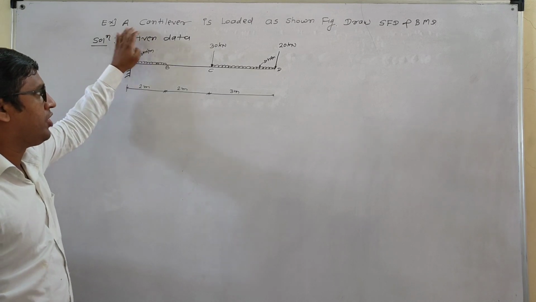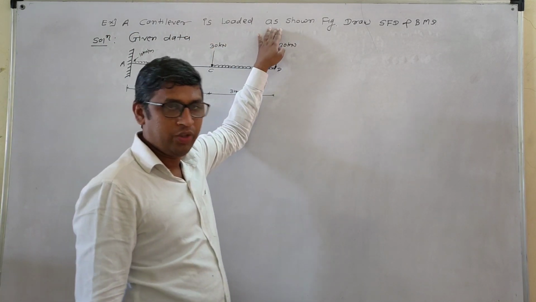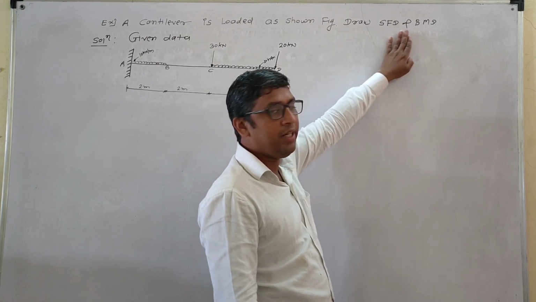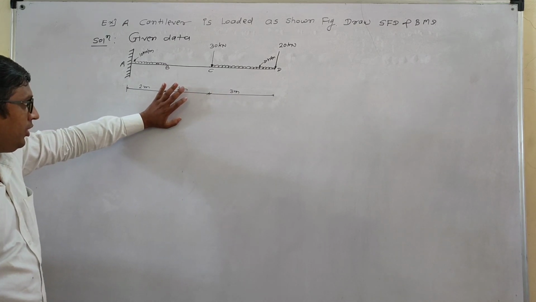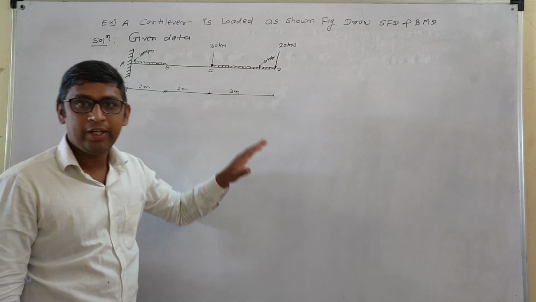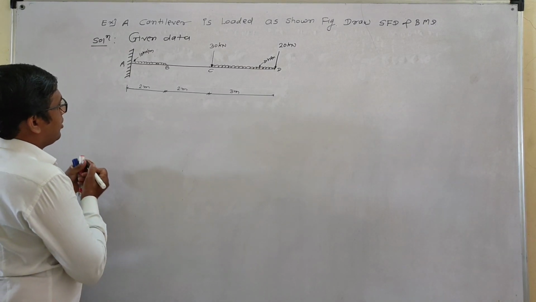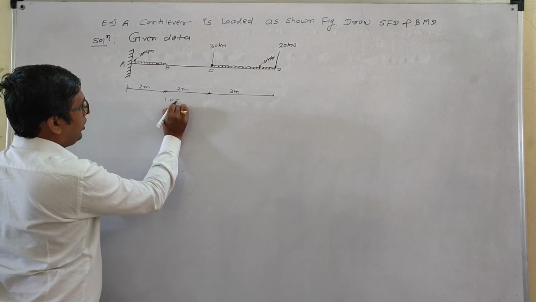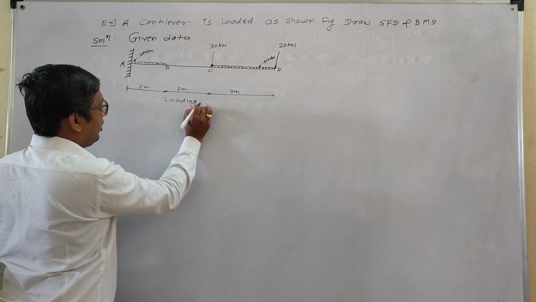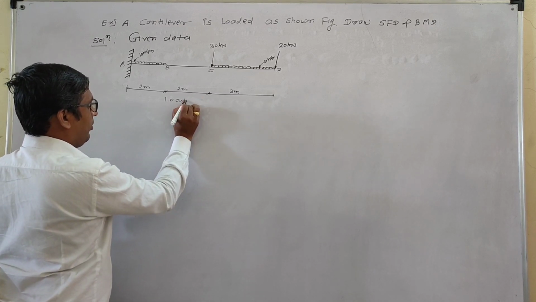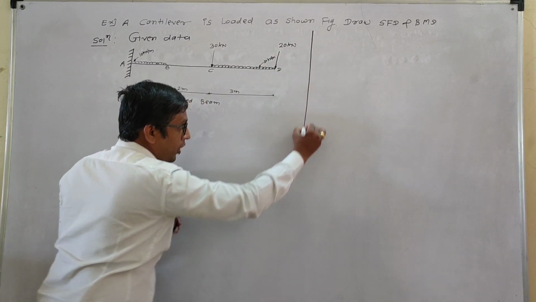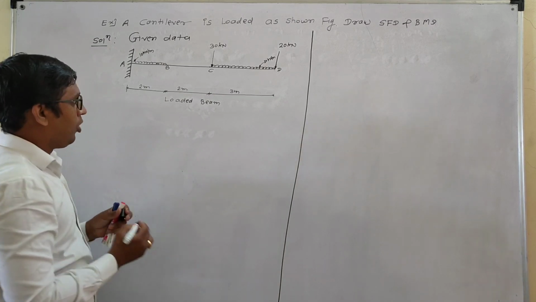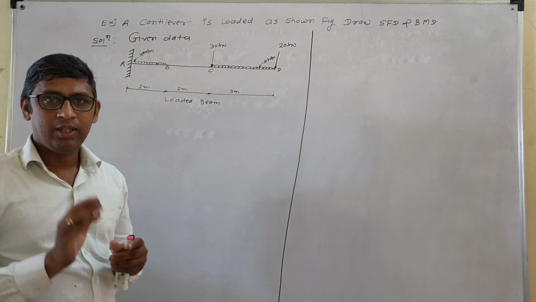Let's start the session. Example: a cantilever is loaded as shown in the figure. Draw SFD and BMD. In this example, a cantilever beam is given with point loads and UDL. The loaded diagram is given in the problem. Students, you have to understand which type of load is given on the cantilever.